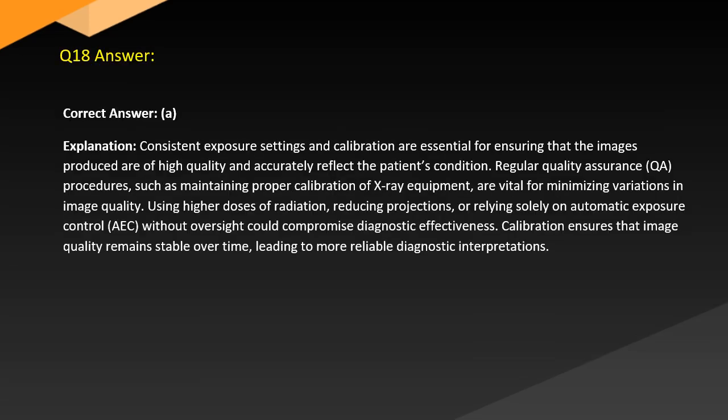Answer. Correct answer A. Explanation. Consistent exposure settings and calibration are essential for ensuring that the images produced are of high quality and accurately reflect the patient's condition. Regular quality assurance procedures such as maintaining proper calibration of X-ray equipment are vital for minimizing variations in image quality. Using higher doses of radiation, reducing projections, or relying solely on automatic control without oversight could compromise diagnostic effectiveness. Calibration ensures that image quality remains stable over time, leading to more reliable diagnostic interpretations.